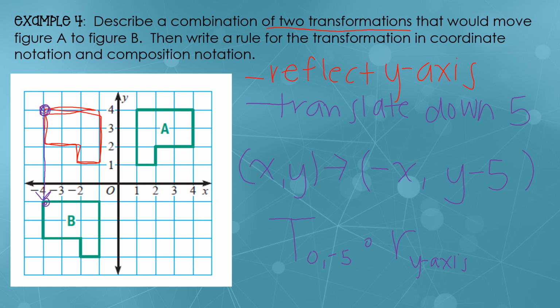For this particular one, because a reflection over the y-axis impacts the x-coordinate and translation impacts the y-coordinate, the order would not matter in which you did these transformations. You could move it down 5 first and then flip it over that y-axis. And again, there's ways to do this with rotations and reflections and translations, but it would take more than two transformations to get there.